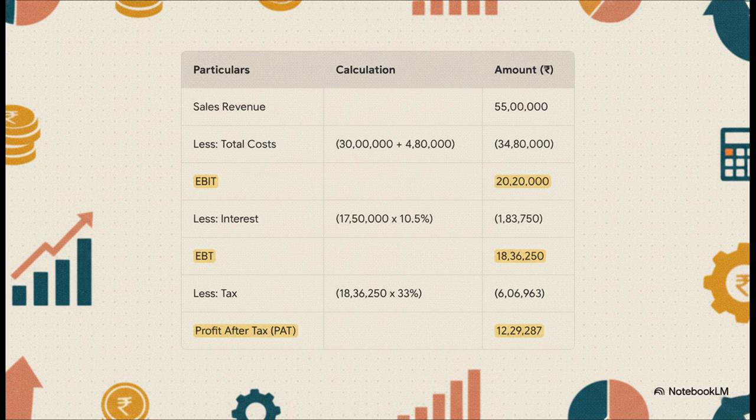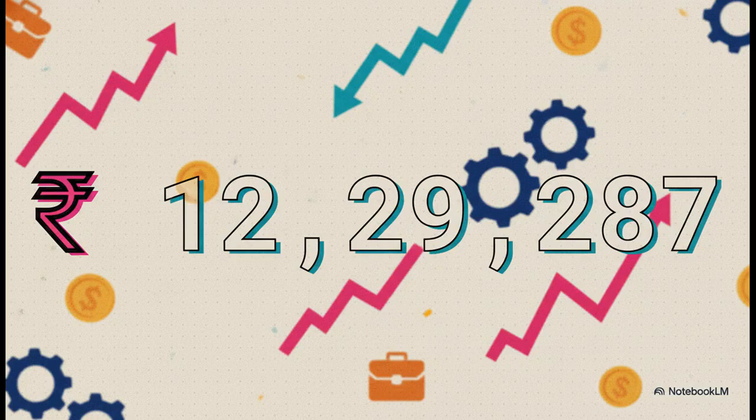Okay, let's break this down. See how everything flows. We kick things off with our 55 lakh in sales. We subtract our total costs to get our operating profit, or EBIT. From there, we take away the interest on the company's debt to find our taxable profit, the EBT. And finally, we apply that 33% tax rate to arrive at our profit after tax. And there we have it, the bottom line. After every single expense and all the taxes are paid, D1 Limited is projected to make a profit of 12,29,287 rupees. This is our first correct answer.